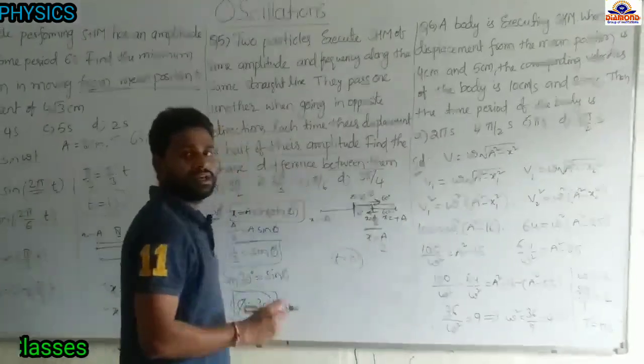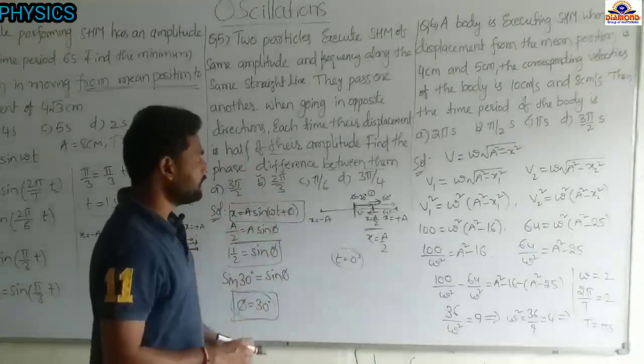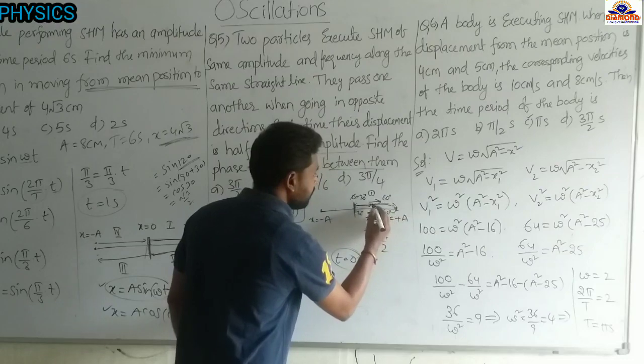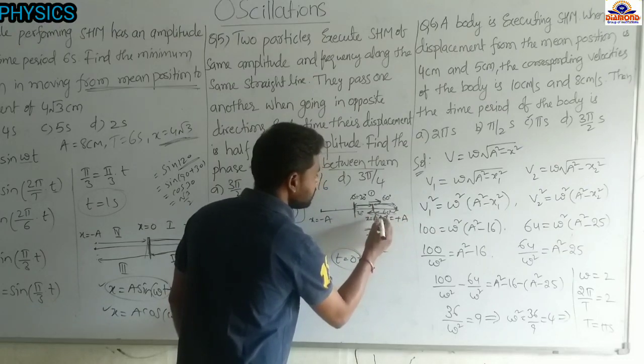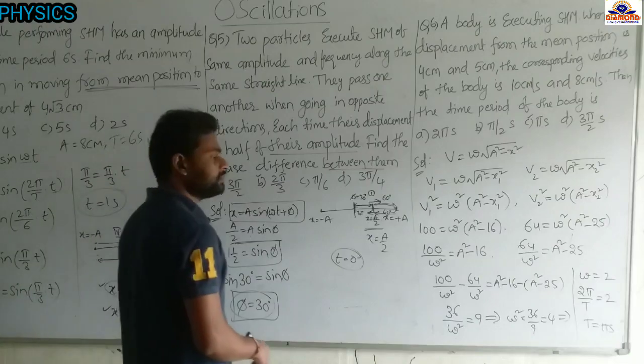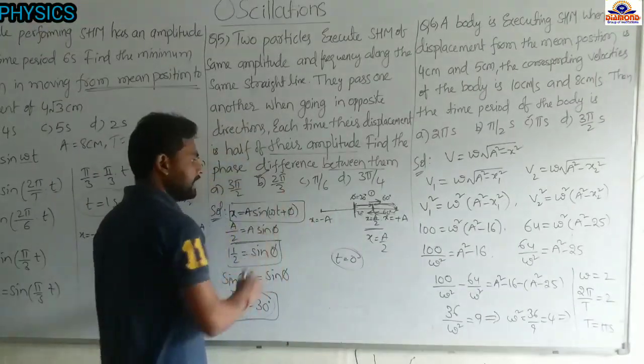But they are asking the phase difference between the two particles. So this angle they are asking, what is the phase difference between this one? From here to here 60 degrees, from here to here 60 degrees. What is the phase difference? 120 degrees. 120 degrees means 2 pi by 3. B is the right option.